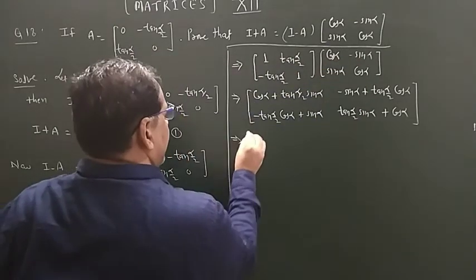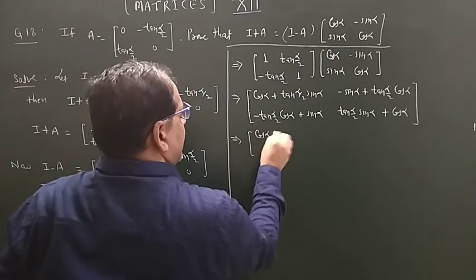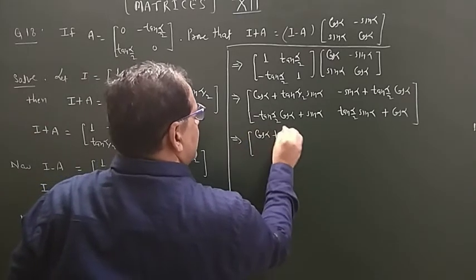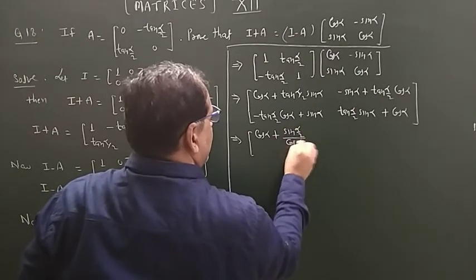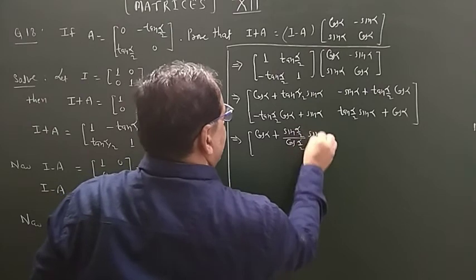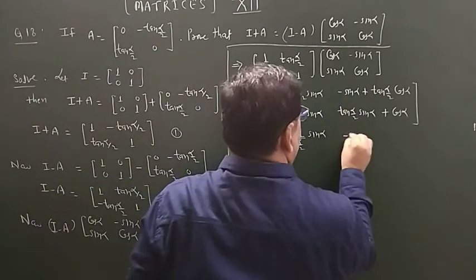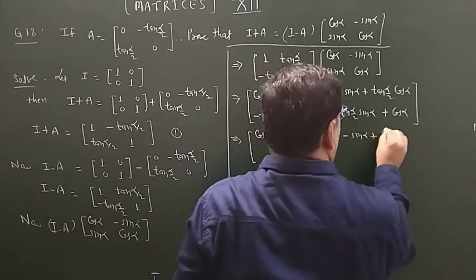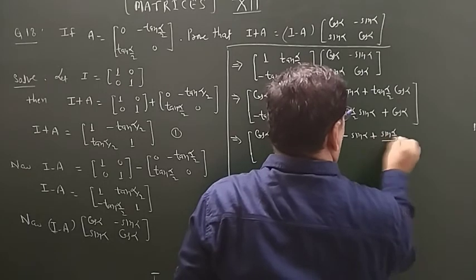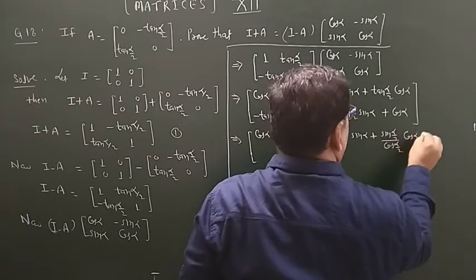Now simplify again. Cos alpha plus tan alpha by 2 sin alpha, where tan alpha by 2 can be written as sin alpha by 2 upon cos alpha by 2, times sin alpha. Here minus sin alpha plus tan alpha by 2 again reduces to sin alpha by 2 upon cos alpha by 2, into cos alpha.